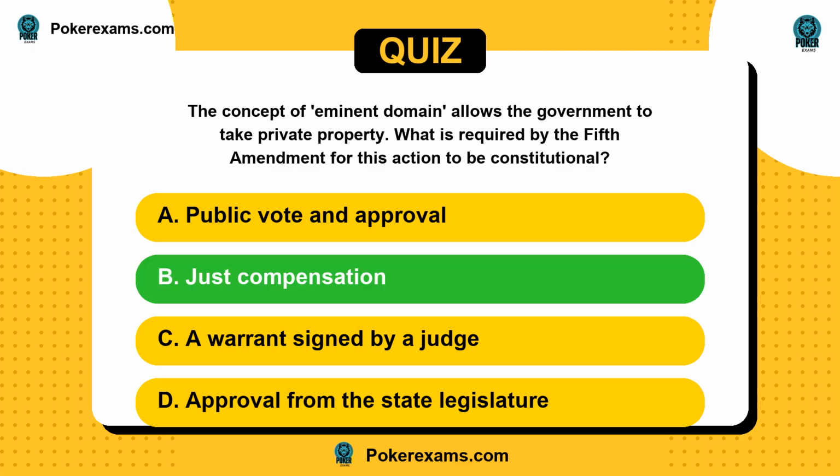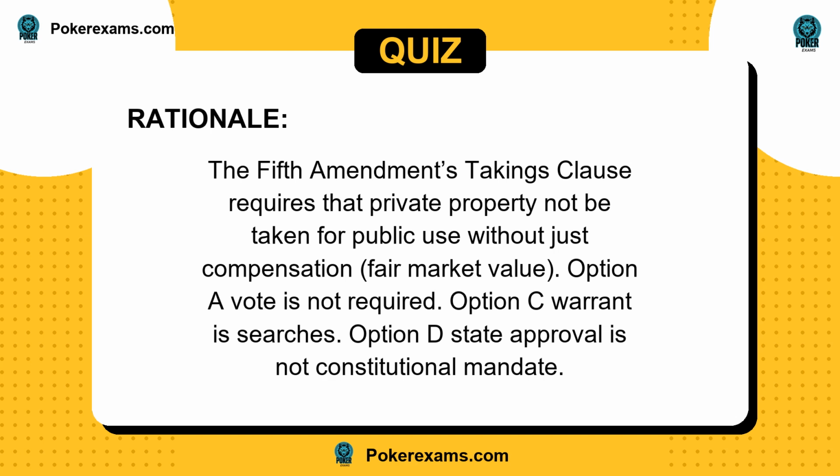The answer is B. The Fifth Amendment's takings clause requires that private property not be taken for public use without just compensation, fair market value. Option A, vote, is not required. Option C, warrant, is for searches. Option D, state approval, is not a constitutional mandate.